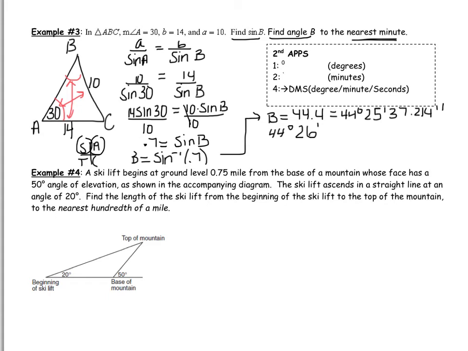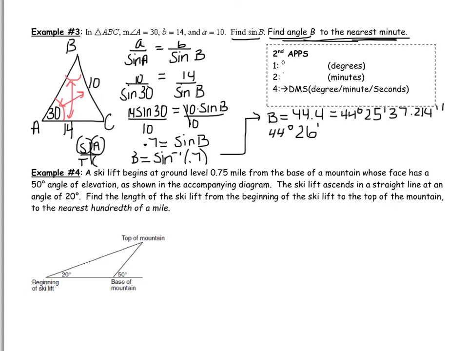180 minus 44 degrees, 26 minutes. And since this should be in your calculator already, type in 180 minus second answer. And you're going to get about 135.572996. But since the question is asking in the nearest minute, we're going to have to hit second apps, 4 for DMS, and that's going to change your answer to the nearest minute.